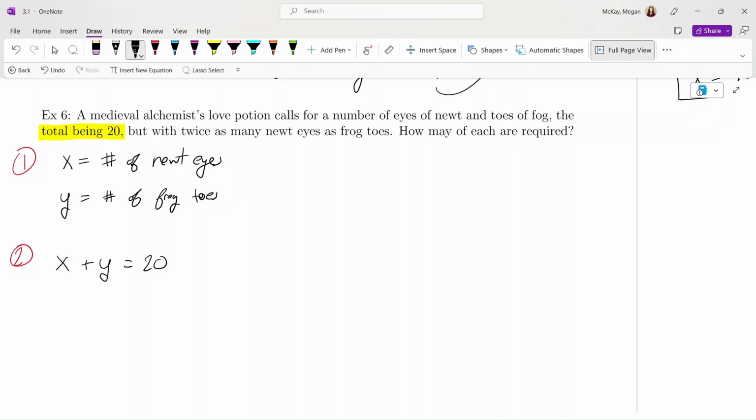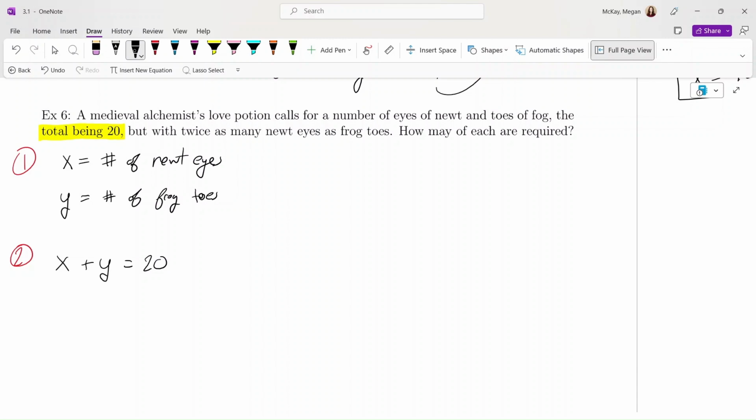But as we saw in our first example today, a single line has an infinite number of solutions. If we'd like to come back to this medieval alchemist and tell them exactly how many of each are required, they might not be too happy with just any possible combination. So let's keep reading and see, is there anything else that we can take out of this question in order to come up with a second equation so that we can give them a more definitive answer?